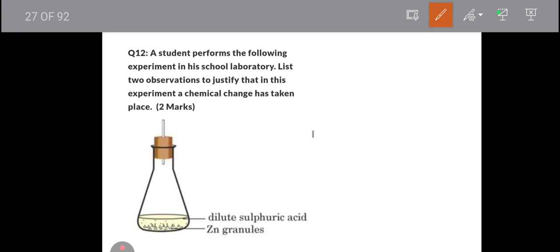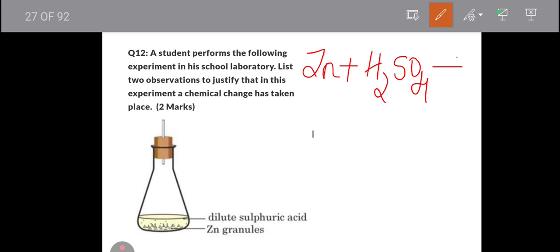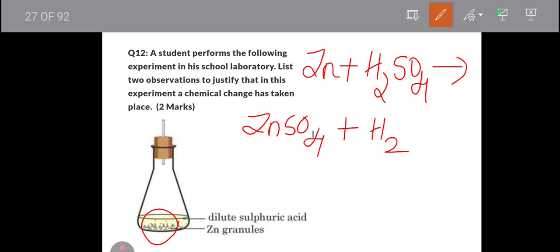Now, next question. A student performs the following experiment in his school laboratory. List two observations to justify that this experiment is a chemical change. Here, the student has taken zinc granules and added H2SO4. Once he adds the H2SO4, he can see the formation of bubbles. This formation of bubbles represents the evolution of hydrogen gas. Along with that, a salt called zinc sulfate is formed.